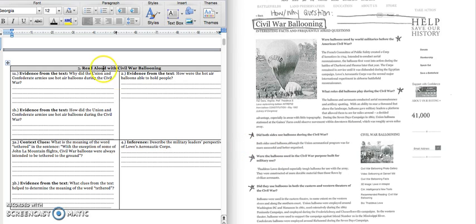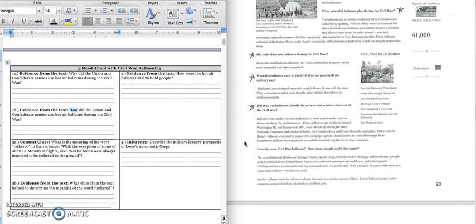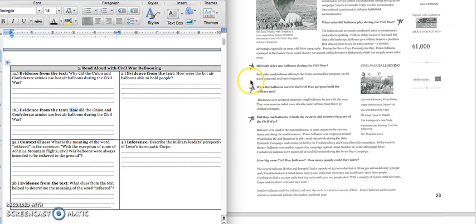All right, let's keep reading. The next question asks us, how did the Union and Confederate armies use hot air balloons during the Civil War? So what exactly were they doing when they were using them? So we're at, did both sides use the balloons? Both sides used balloons, although the Union aeronautical program was far more successful and better organized.